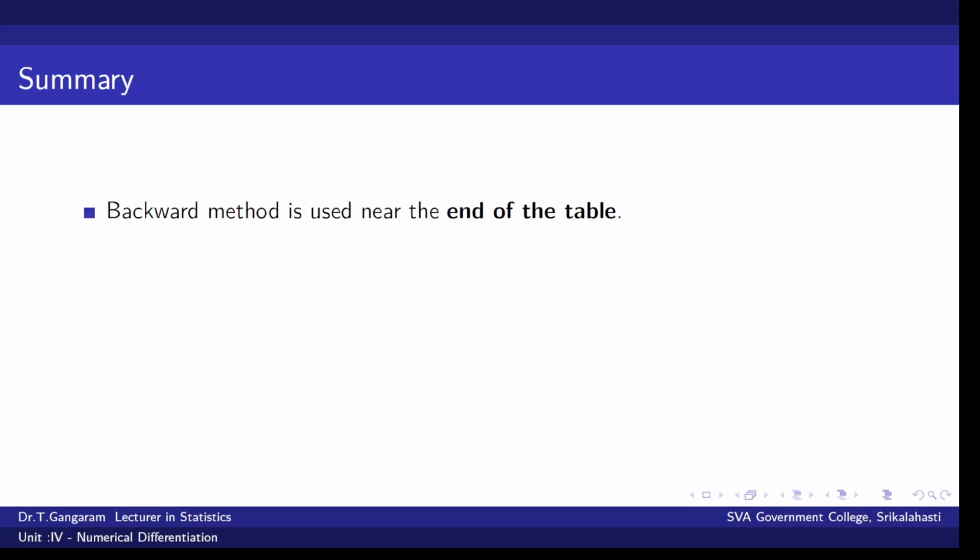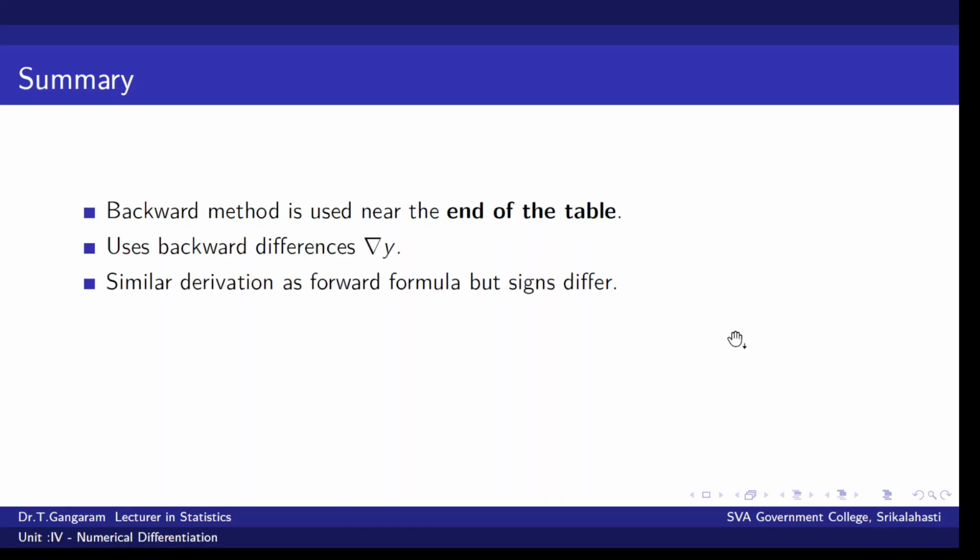It is useful for interpolation, finding the differentiation values at the end of the table. We use the backward difference table and a similar derivation as the forward formula, but signs differ. It provides accurate derivatives near the last data point.